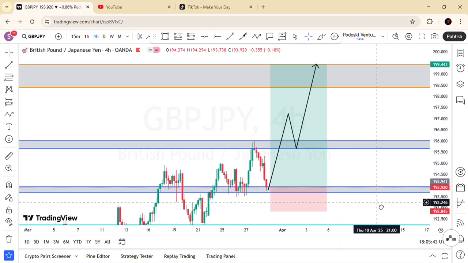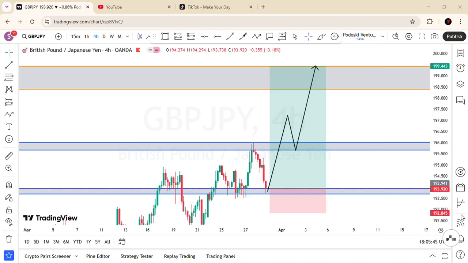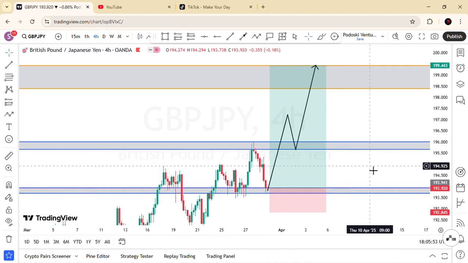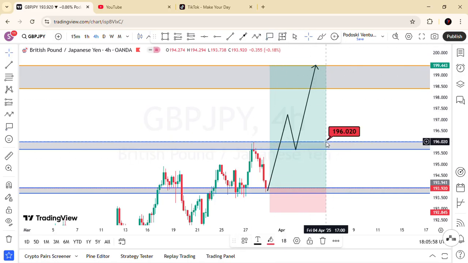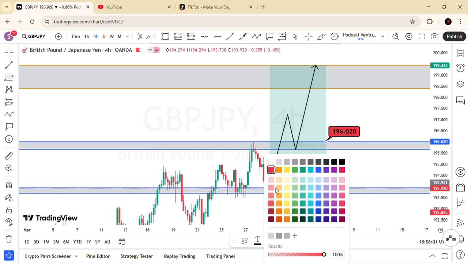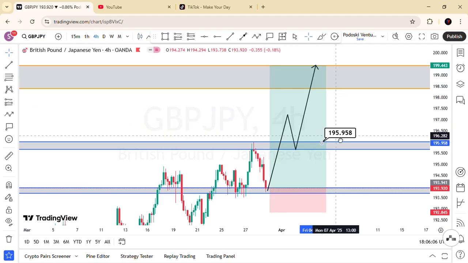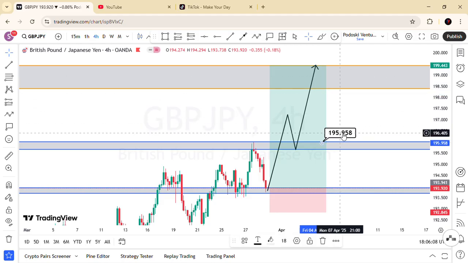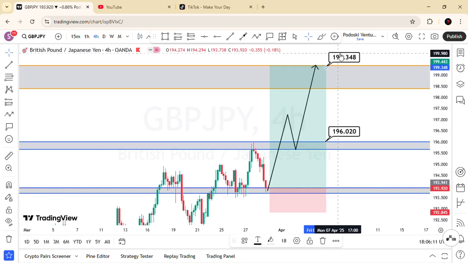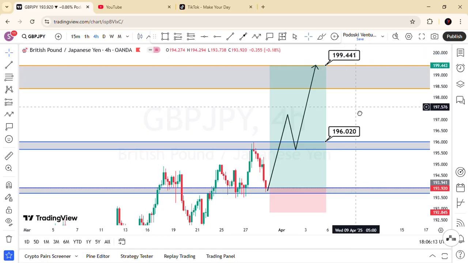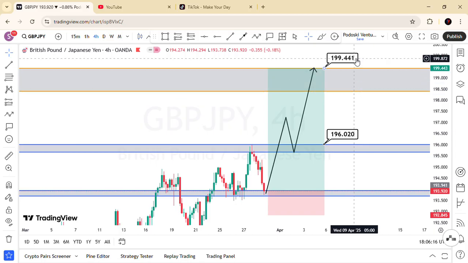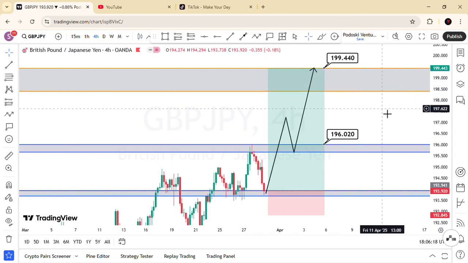So this will be the setup on GBPJPY. We just look for a buy, and here will be our first target. My second target will also be here on GBPJPY. So this will be my target on GBPJPY.